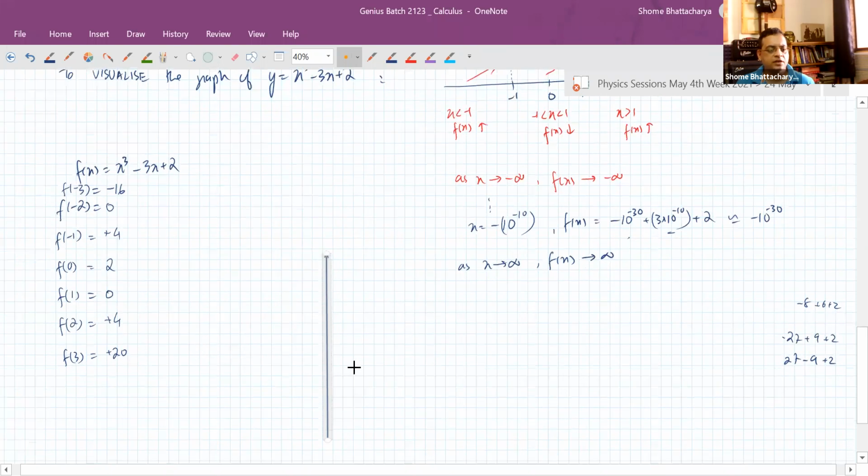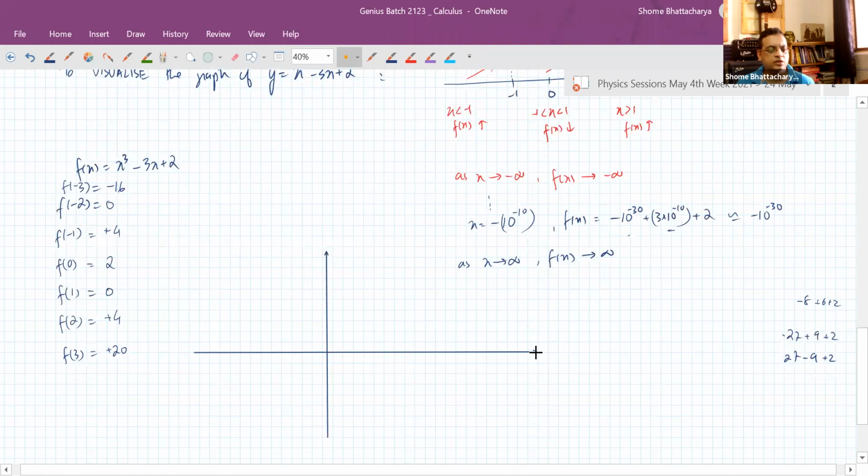So keeping all this information that I put together in mind, first of all, this point -1 is rather special, because up to -1 the function is increasing, and after -1 the function starts decreasing. Similarly, the point +1 is rather special, because up to +1 it decreases, and then again it starts increasing. Okay.